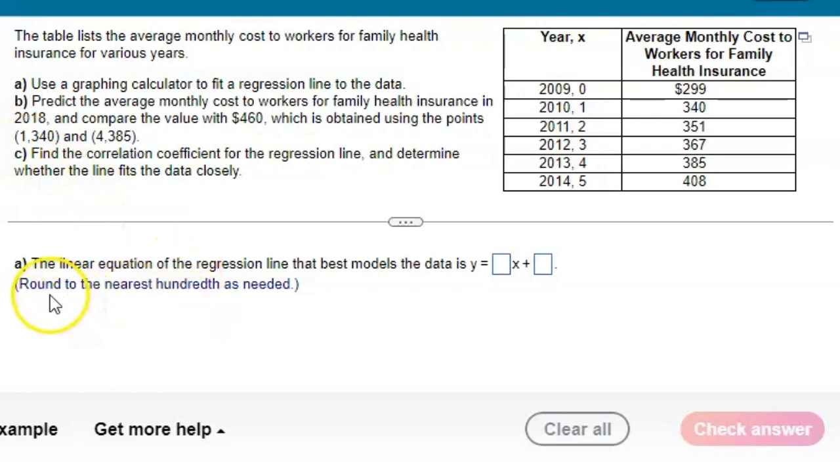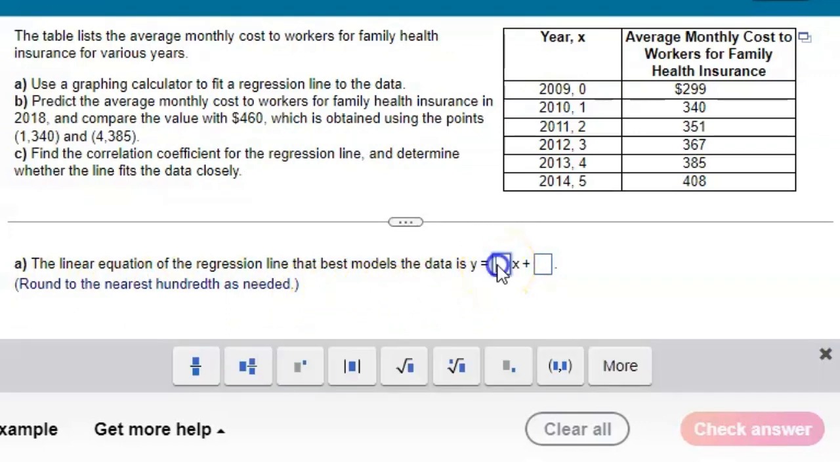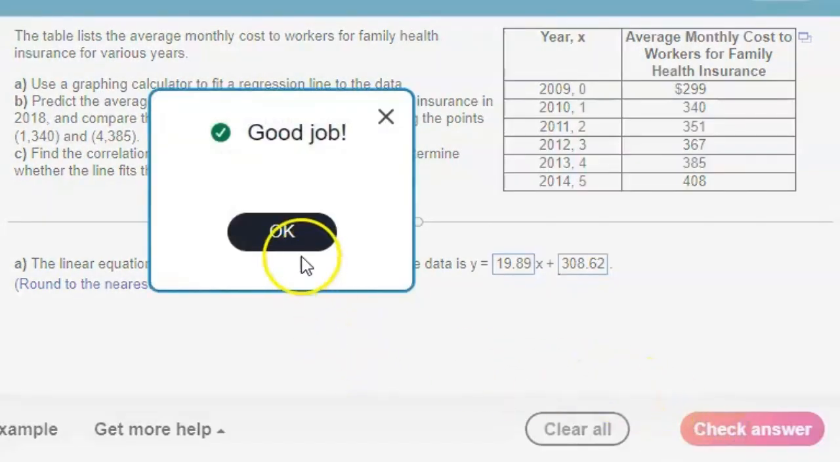So part A says the linear equation of the regression line that best models the data is, well, it should be y equals mx plus b, and it turned out that the m was 19.8857. Now, if I type 19.8857, it's probably going to mark it as wrong because it says round to the nearest hundredth. So this should be 19.89. Okay, and the b, it turned out, was 308.619. But instead of 619, we should put 62. Okay, let's check our answer. And it says good job.